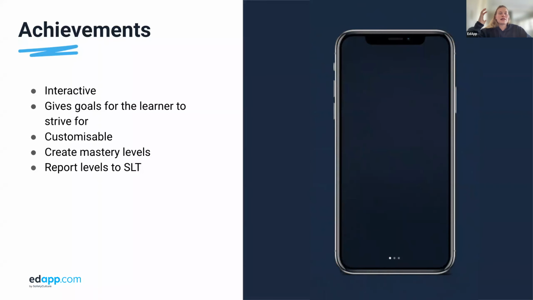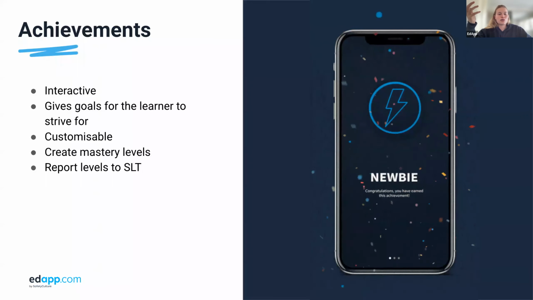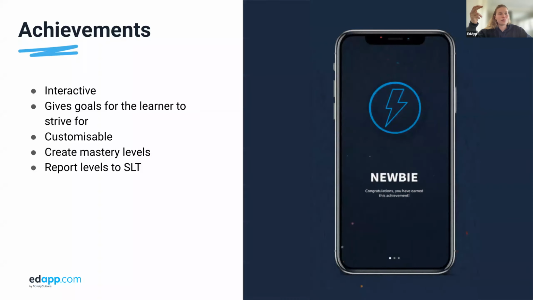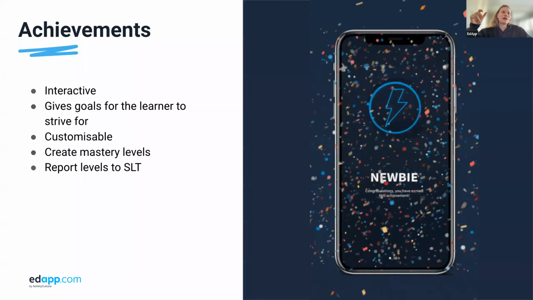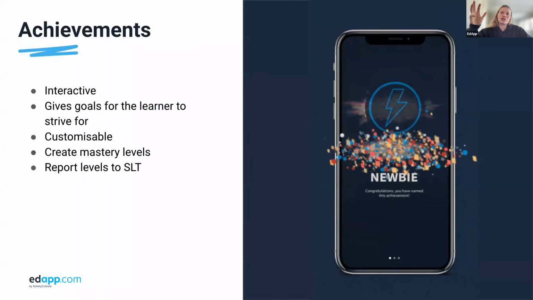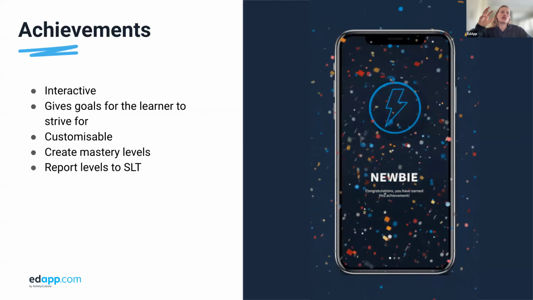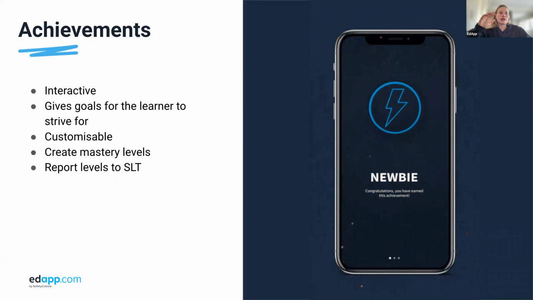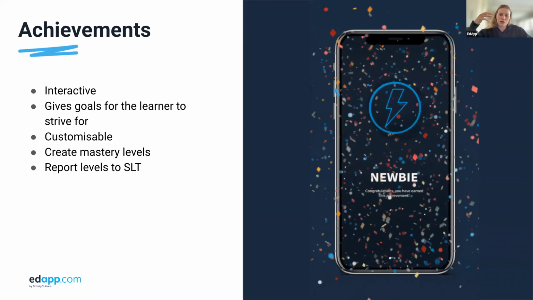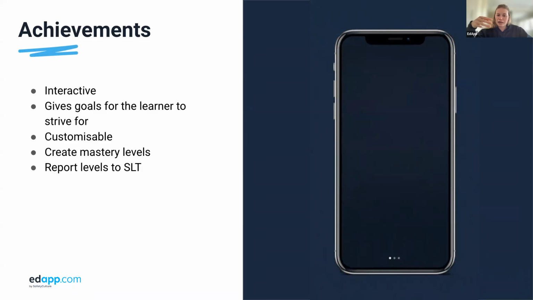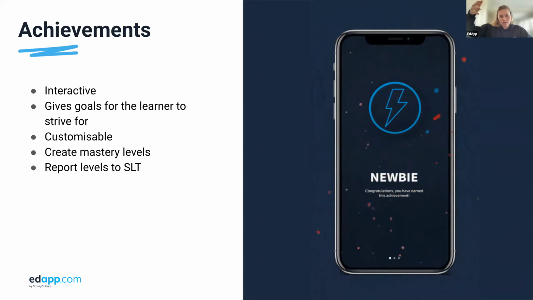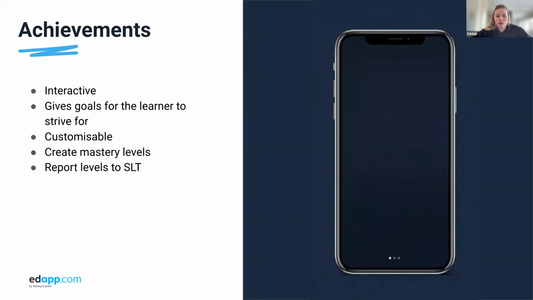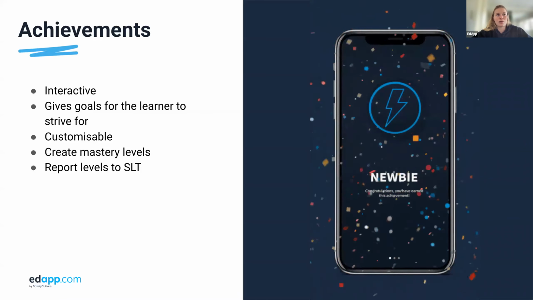So they definitely give the learner a goal to strive towards, because they can head into their app to see which ones they haven't got yet and what they need to do in order to achieve them. They're customizable, so you can change the names, the icons, the colors, whatever you want to do. You can create those mastery levels that I touched on earlier. So 3 courses being the beginner level, 6 courses the intermediate, and then 10 the advanced. So they go through these different levels and achieve the different badges that come alongside that.